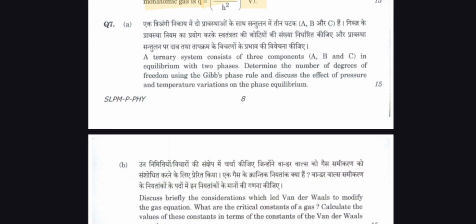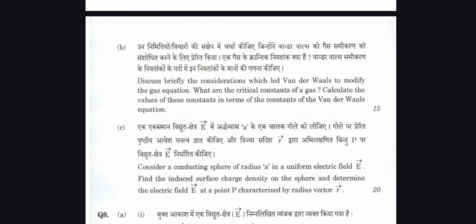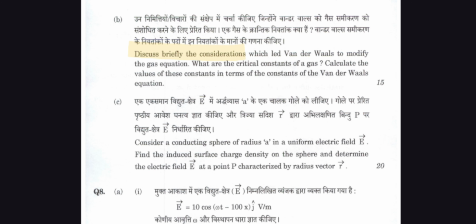So question number 7. A ternary system consists of 3 components A, B, C in equilibrium with 2 phases. Determine the number of degrees of freedom using the given phase rule and discuss the effect of pressure and temperature variation on the phase equilibrium. Question number B. Discuss briefly the considerations which led van der Waals to modify the gas equation. What are the critical constants of a gas? Calculate the value of these constants in terms of the constants of the van der Waals equation.